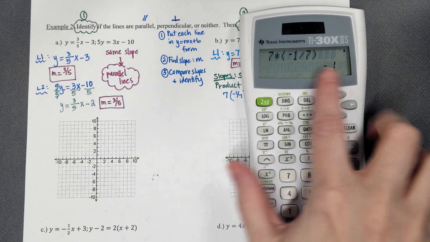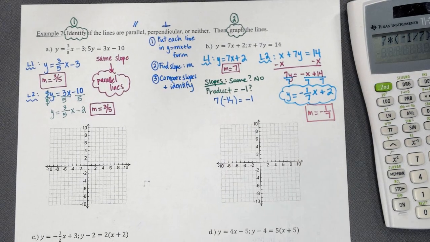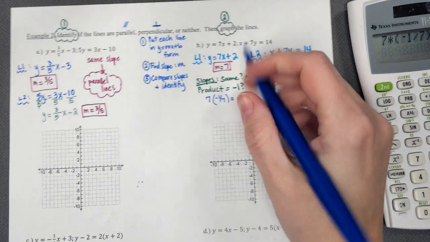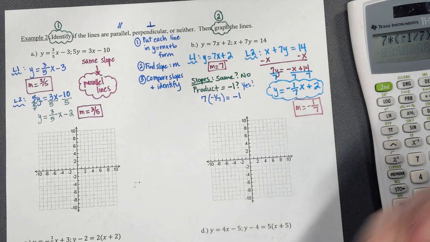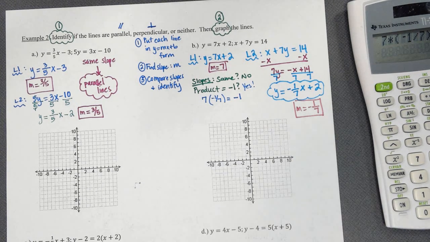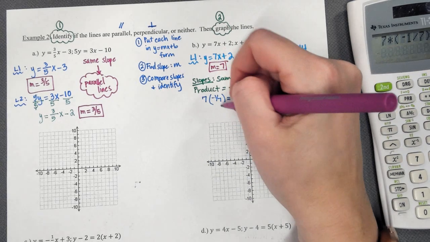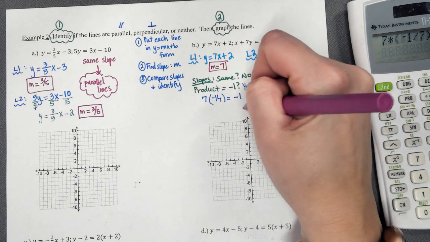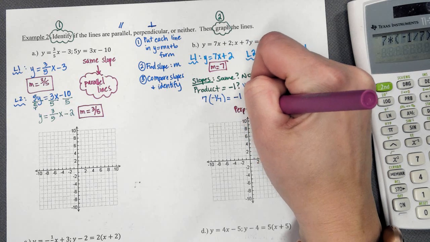So if you get negative 1, that means the product is negative 1, and then it's perpendicular. If this answer was no as well, it would be neither. So if the answer is yes, they are perpendicular.